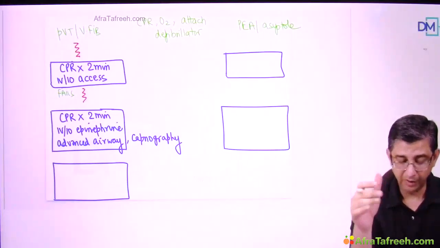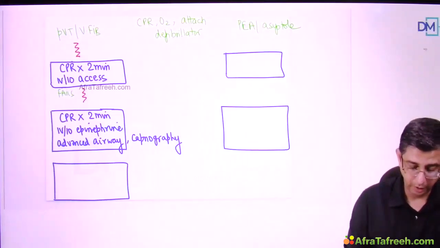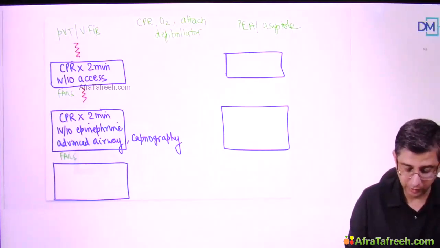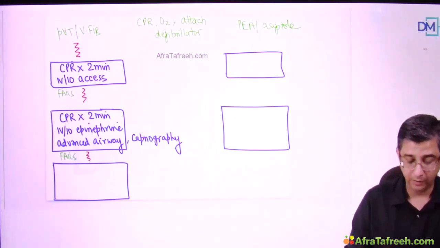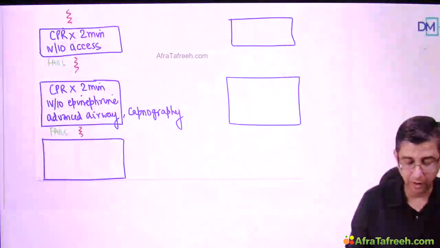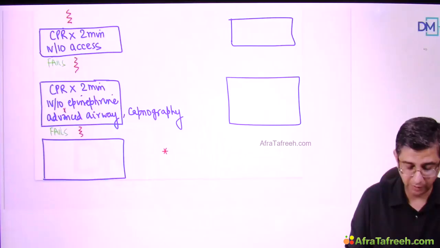I am assuming that I have intubated the patient, but still the rhythm has failed to revert back to normal. So I'm going to deliver a third DC shock to this person. Please appreciate that after I have achieved an advanced airway in the patient, I'm putting a star mark here for advanced airway.